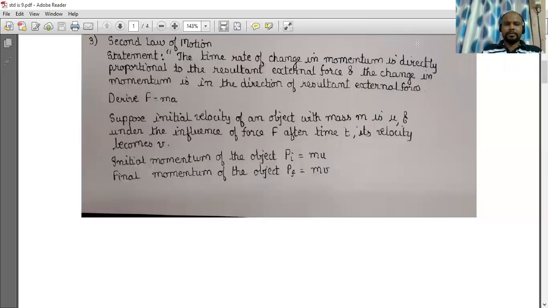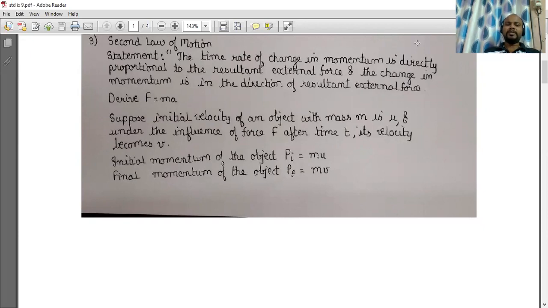Good morning, students. In the last video, we were not able to write down the theory part of second law of motion due to some technical problem. So we'll just write it down in this video in the starting part along with its statement. The statement suggests the time rate of change in momentum is directly proportional to the resultant external force, and the change in momentum is in the direction of resultant external force.